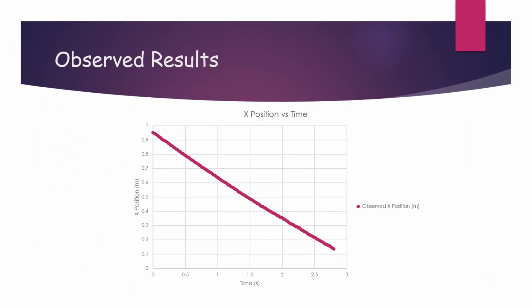Tracker software was then used to track each individual position at each frame as shown in this clip. The data was inputted into Excel, and when the x position was graphed versus time, this graph was obtained for the observed position.